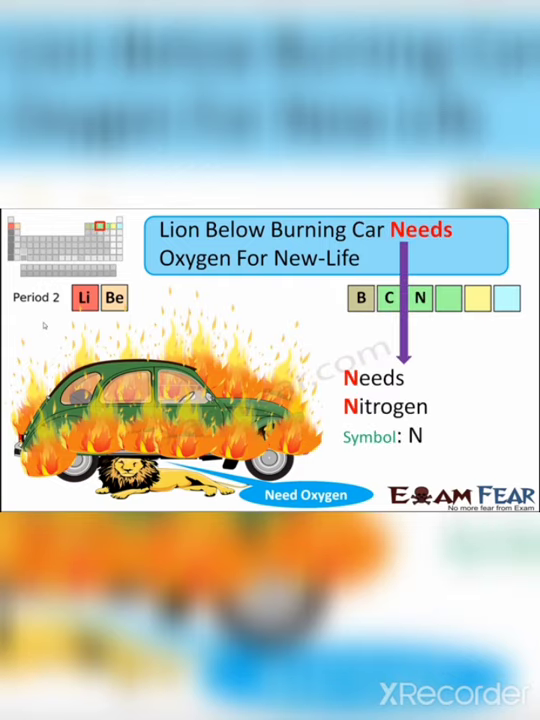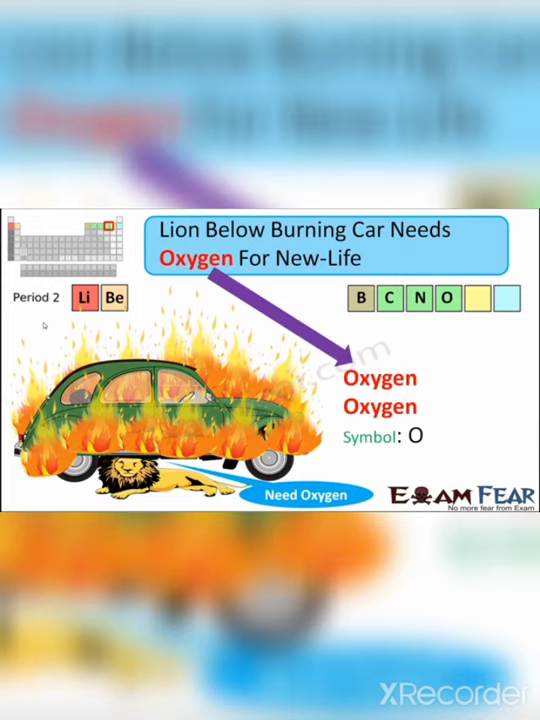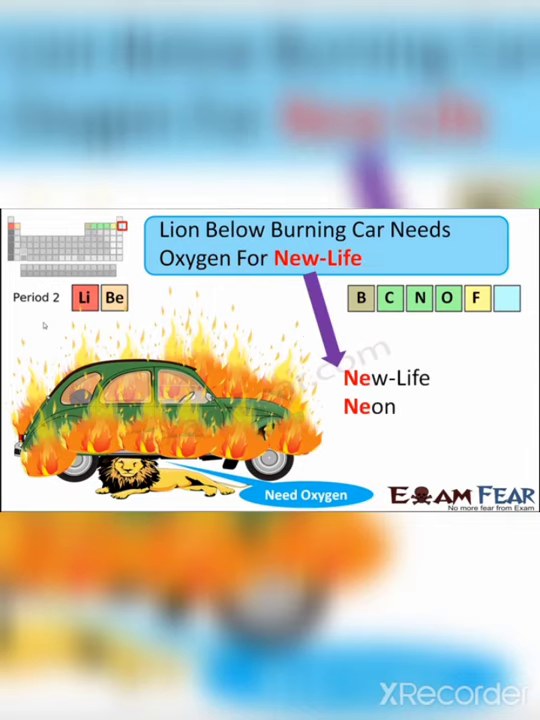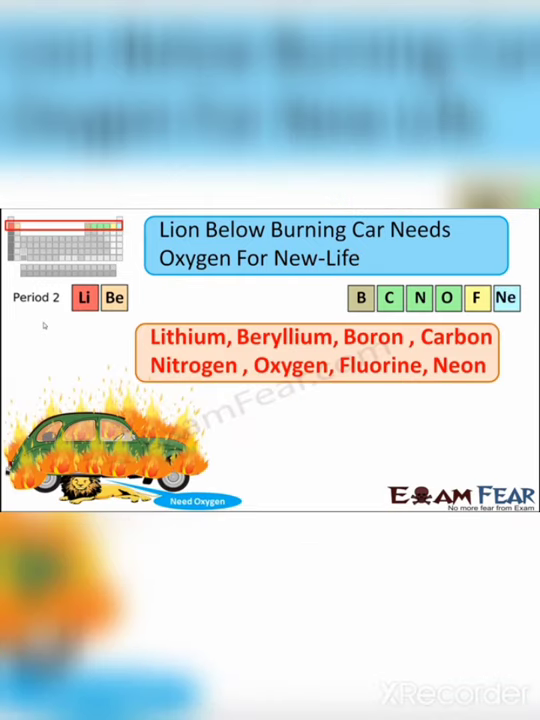Needs: N in needs, again N in nitrogen, so needs reminds of nitrogen. Oxygen of course is oxygen. For reminds of fluorine. And new life reminds of neon. So finally our memory tip for elements in period 2 would be: lion below burning car needs oxygen for new life. Now, if you just remember this picture, that's enough. Remembering the picture, you will be able to remember the memory tip, and once you remember the memory tip, you very easily remember the names of the elements.